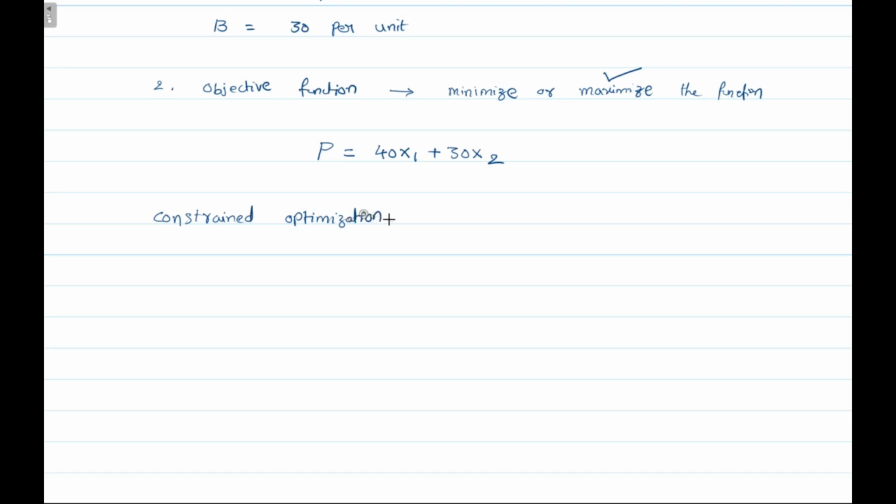So here, what are the constraints? You can also write them as limitations. Constraints mean limited resources are available, because we are producing product A and product B, and some resources are required. One is labor hours, and the second one is raw materials.